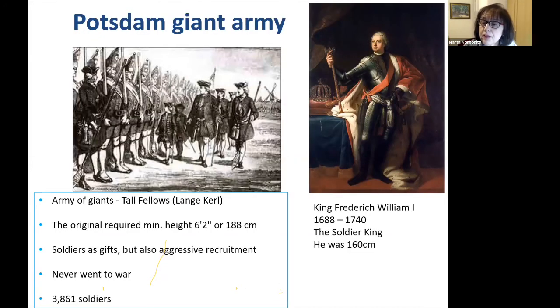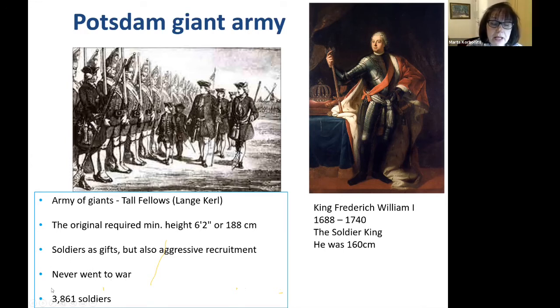As you know, Friedrich William was also called the Soldier King. He was only 160 centimeters, but he really liked tall soldiers. So he collected a whole army of soldiers. He called them Lange Kerls, or tall fellows. And the minimum height requirement for his soldiers was 188 centimeters. And he collected these soldiers from all over the place, also got some of them as a gift. And sometimes young men were actually kidnapped to join his army. He was so proud of them, he never wanted them to go to war.